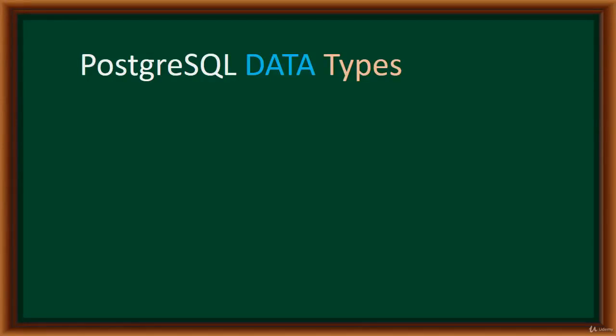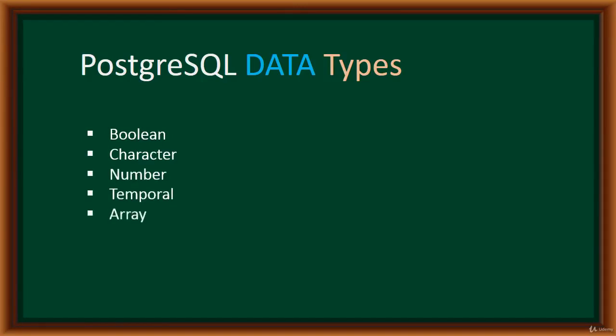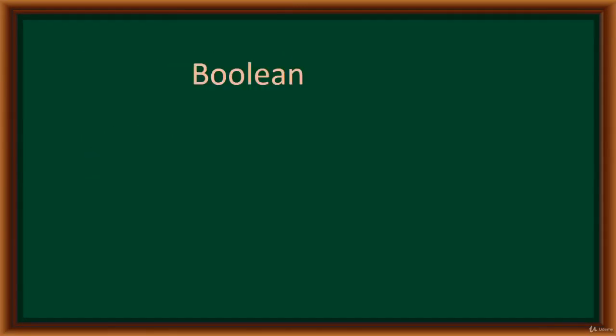Hello and welcome to this lecture. In this lecture, you will learn about the data types in Postgres. We're only going to cover the basic data types. And the data types include the Boolean, character, number, temporal, array, and special types.